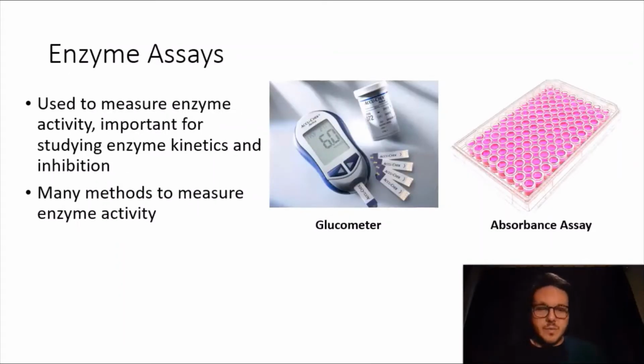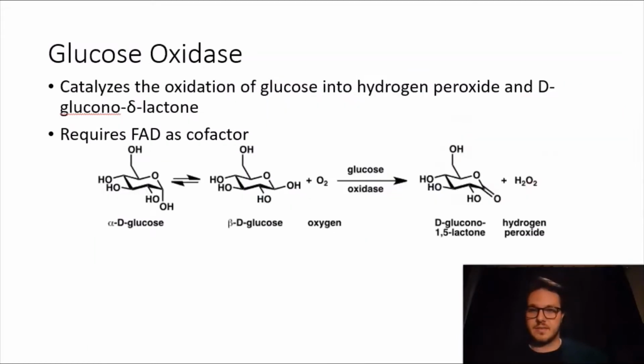So to do that, today we will be using enzyme assays. We'll be using them in 2 forms, a glucometer and a 96-well plate absorbance assay. The enzyme assays measure enzyme activity, and in this case, our enzyme activity will be for glucose oxidase. So to track the consumption of glucose, we will be using the glucose oxidase enzyme assay. It oxidizes glucose into hydrogen peroxide and gluconolactone with an FAD cofactor for the enzyme. The mechanism for the enzymatic reaction is pictured on the slide above.